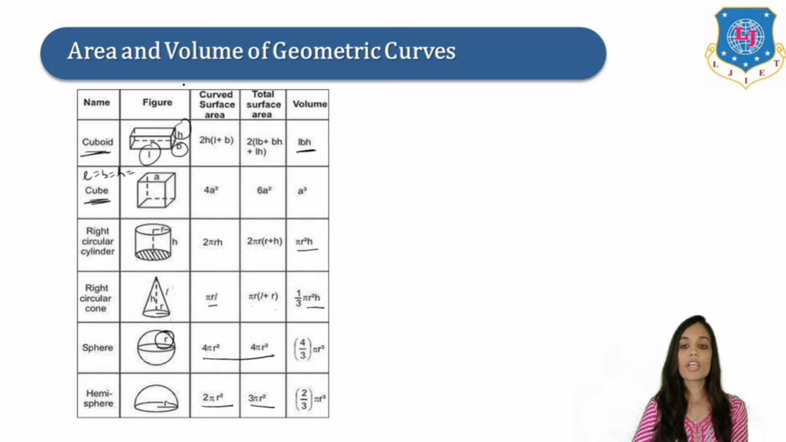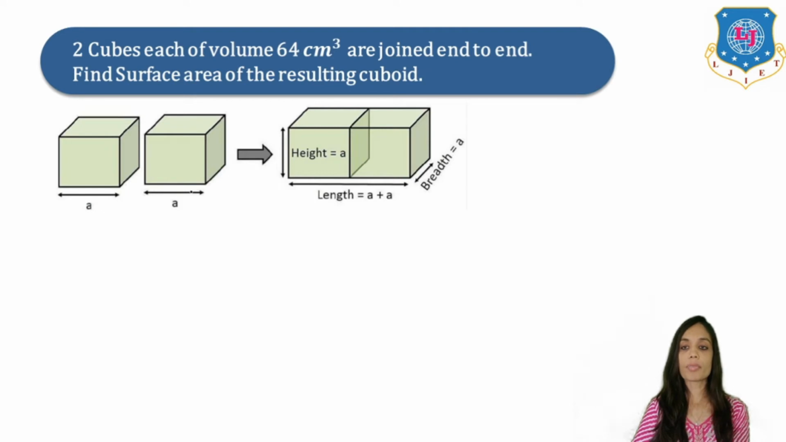So whenever you are given open or hollow solid or a geometric curve, you have to use the formula of curved surface area. Otherwise, you have to use the formula of total surface area. So you have to remember all these formulas to solve examples. So let us start with the first example.